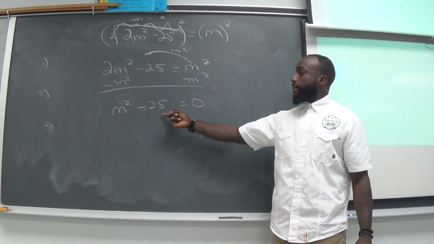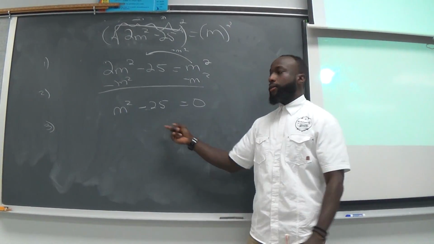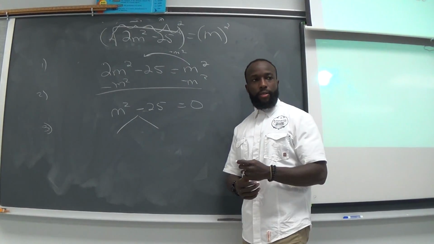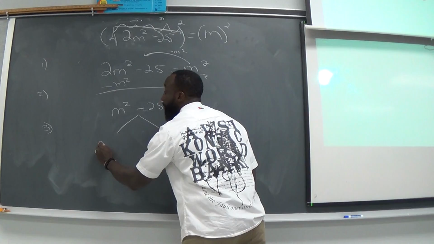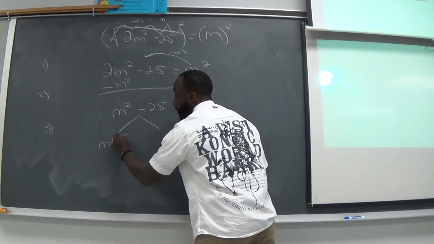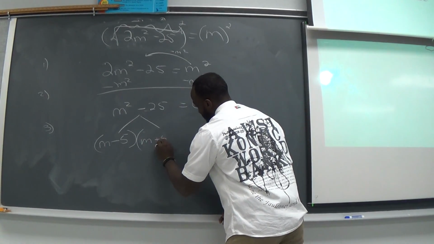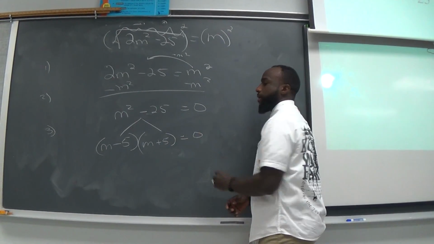Perfect square. These are perfect squares, so we can use the difference of two squares, which would be what? m minus 5 and m plus 5. Very good. Equals 0.